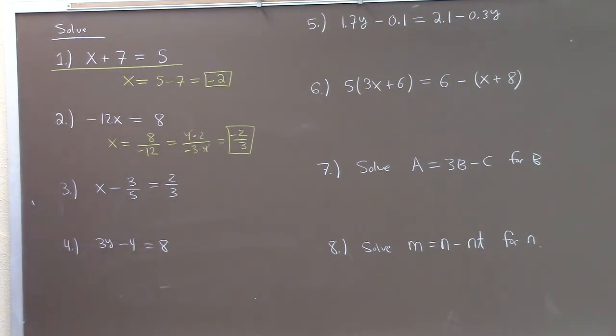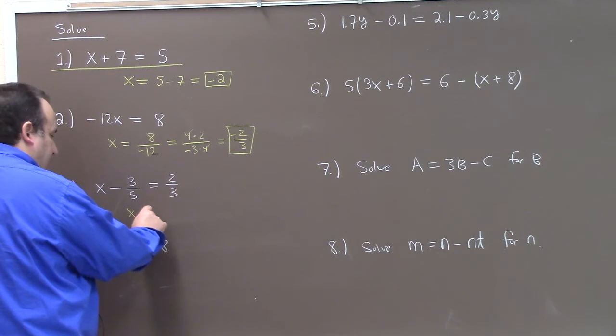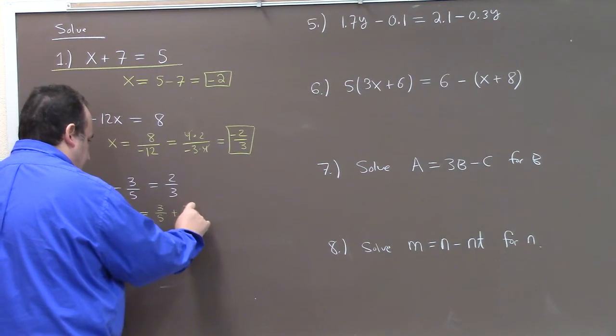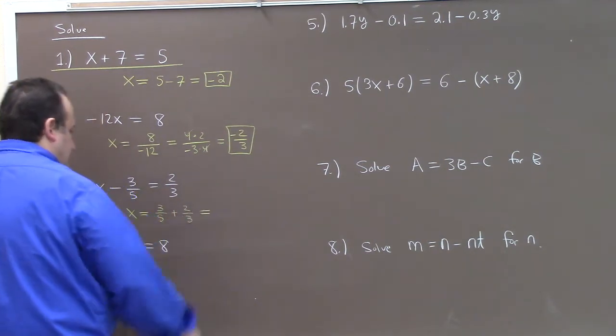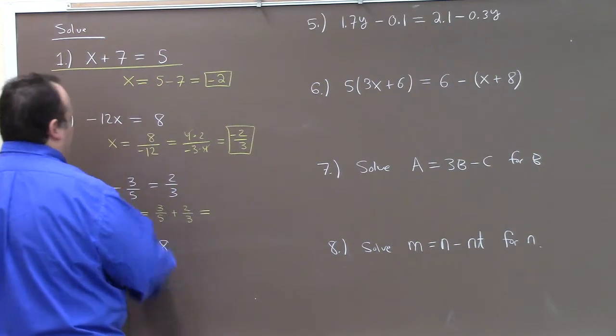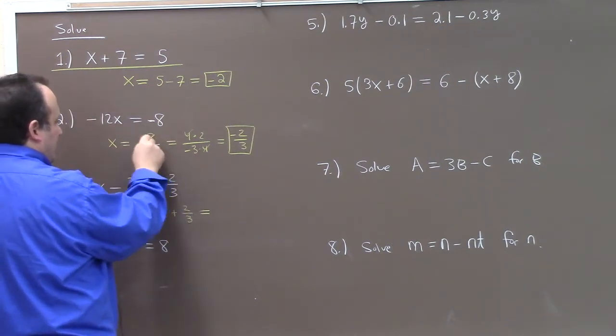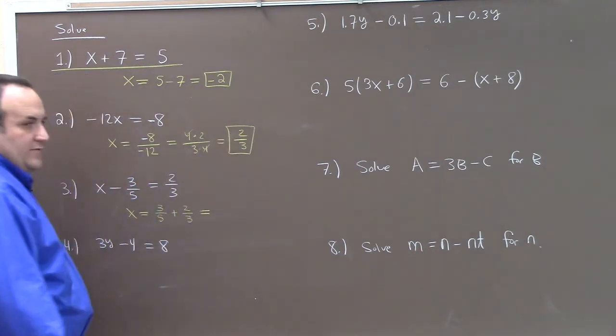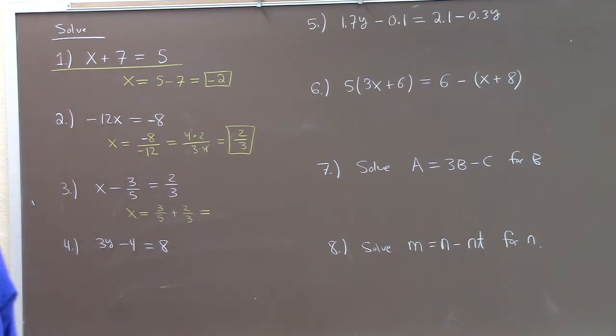How about number 3? So x is equal to what? Add 3/5 to both sides, right? So we get 3/5 plus 2/3. What is 3/5 plus 2/3? Oh, I copied it down wrong? Oh, I'm sorry. There was a minus in the problem that I lost. So then the minuses cancel, and we just get 2/3. Thank you. My bad.